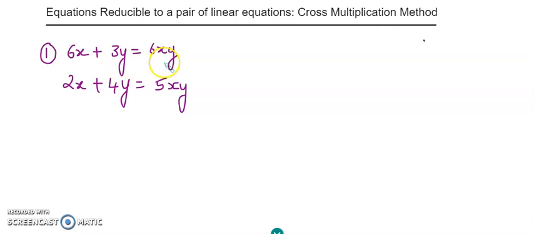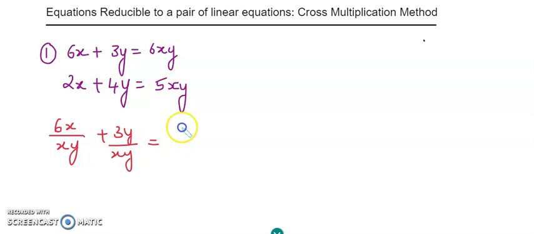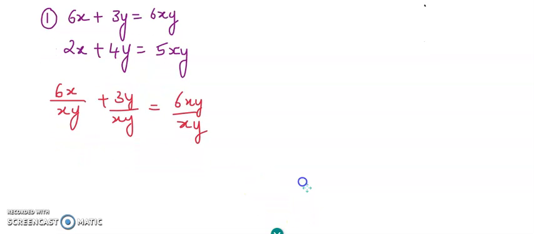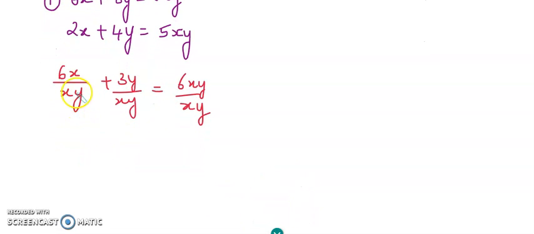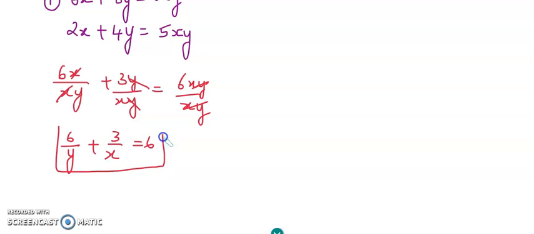So we are going to divide the first equation and the second equation by xy. So 6x upon xy plus 3y upon xy equals 6xy upon xy, right? So what will happen here? Yes, the x gets cancelled, the y gets cancelled, and xy gets cancelled. So I end up with 6 upon y plus 3 upon x equals 6. That's my first equation.